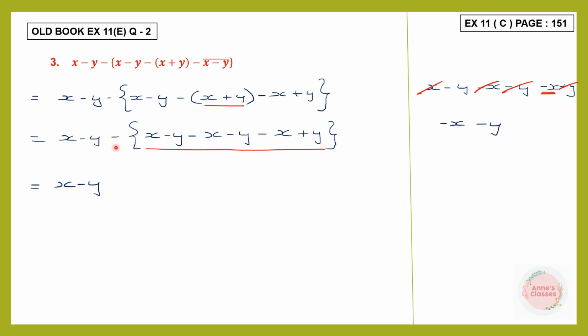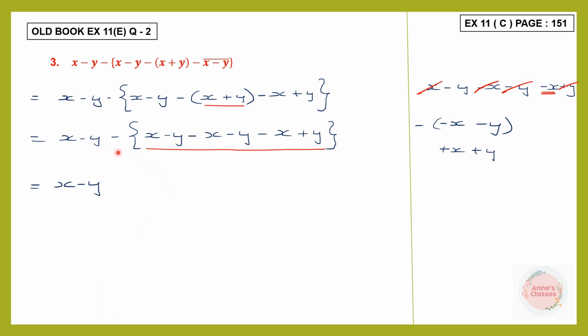But there is a sign before that. And what is the sign before that? It is minus. So let me simply put this within common brackets to make you understand. Now let's change the sign of all the terms inside. So that becomes plus x plus y. Let me write that here.